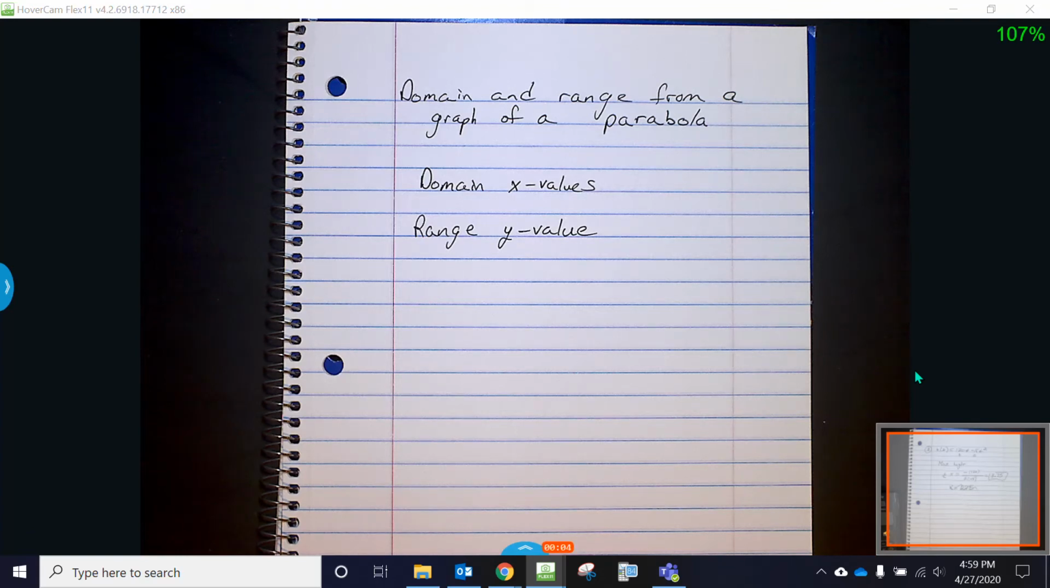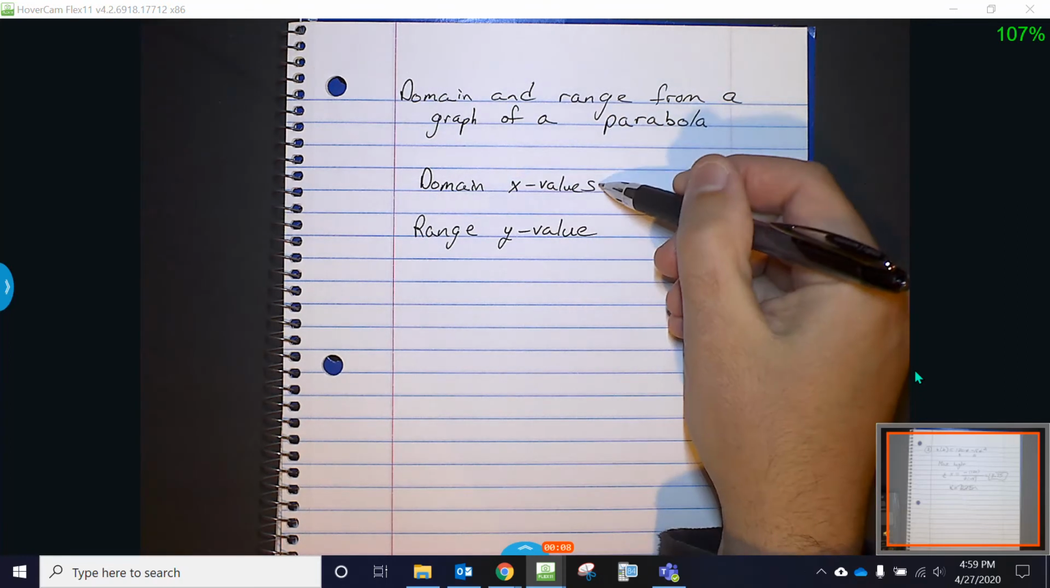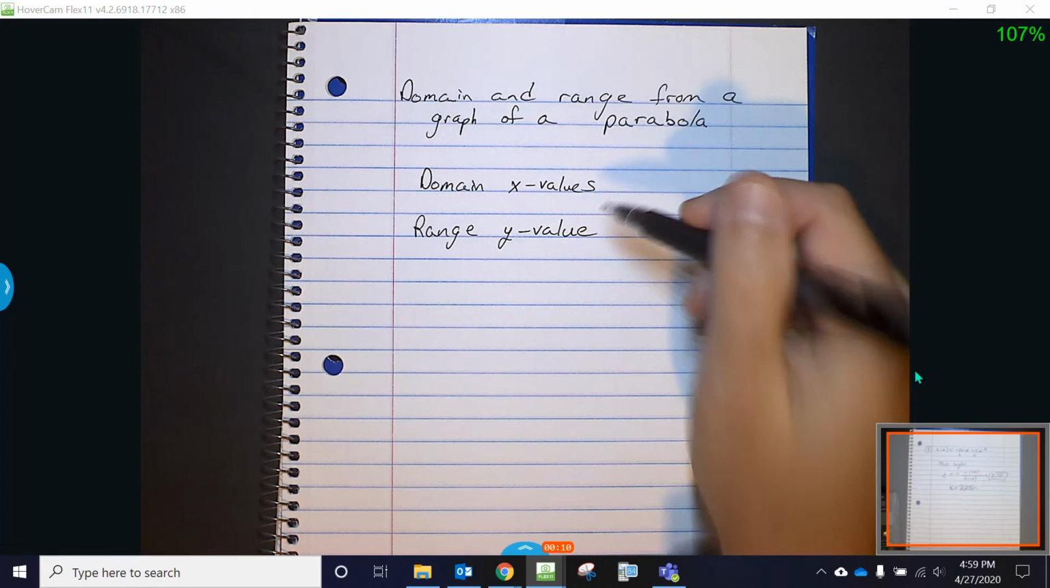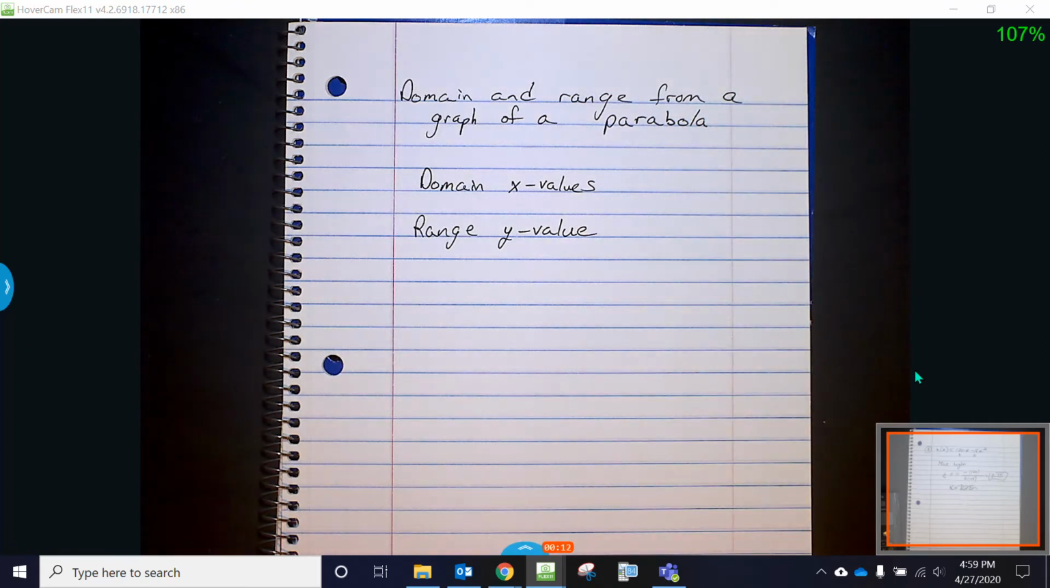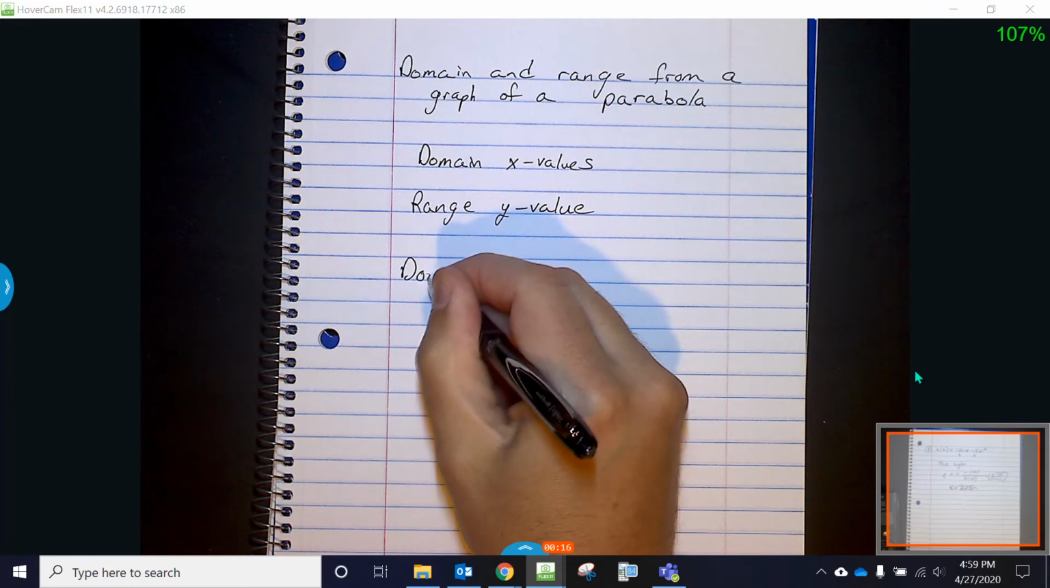Okay, domain and range from a graph of a parabola. So just review, domain are all the x values, range are all the y values. So let's think about the domain first.